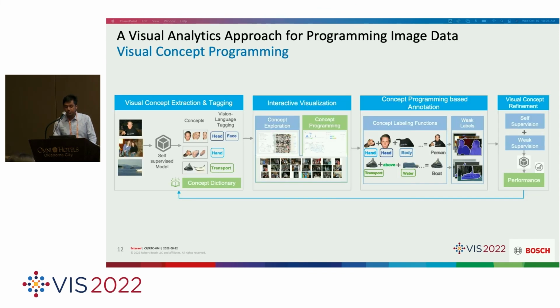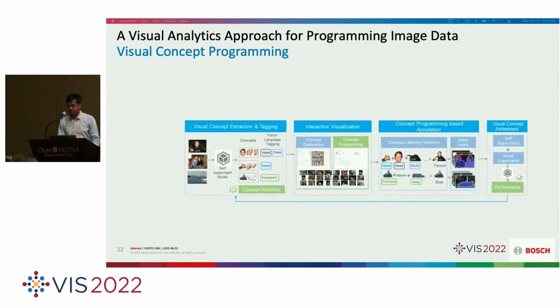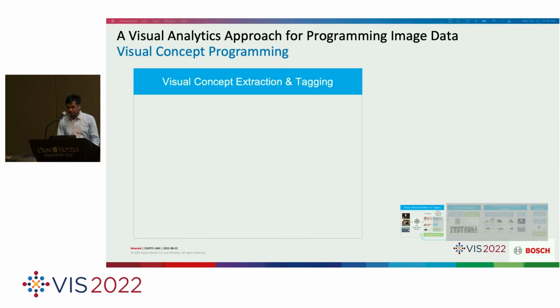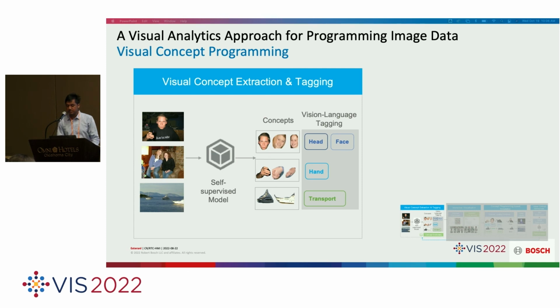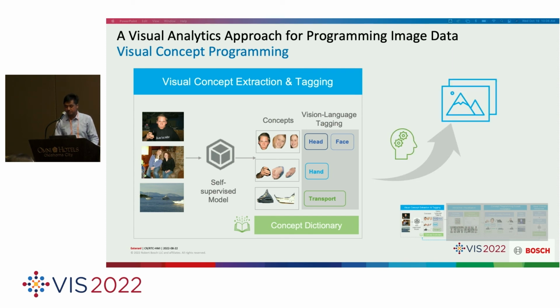In this work, we propose a visual analytics approach to inject human intelligence in image data for improving data quality and model performance for downstream tasks. Let's look at the components of our framework first. The method starts with a self-supervised encoder that turns many images into a dictionary of visual concepts. A visual concept can be informally defined as a group of image segments with similar semantic meaning. This concept dictionary is a foundation to augment human cognition and inject human intelligence.